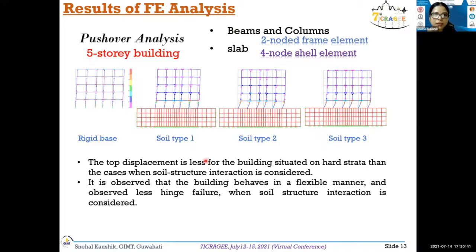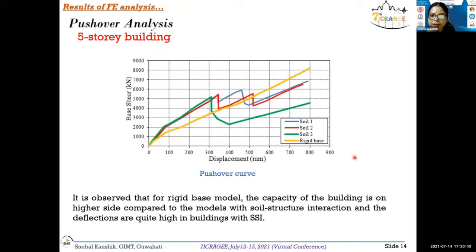So this is the pushover curve that we have combined here for all four cases, that is soil 1, soil 2, soil 3, and rigid base. Here we can observe that for the rigid base model, the capacity of the building is on the higher side compared to the models with soil structure interaction, and the deflections are quite high in the buildings with SSI. So when we consider the effect of soil, we get a higher range of deflection for the building.